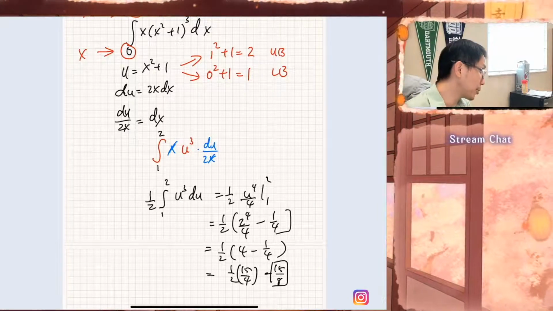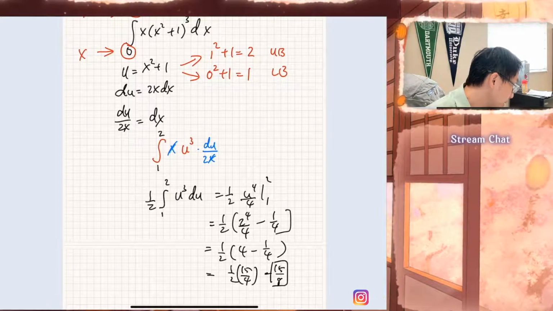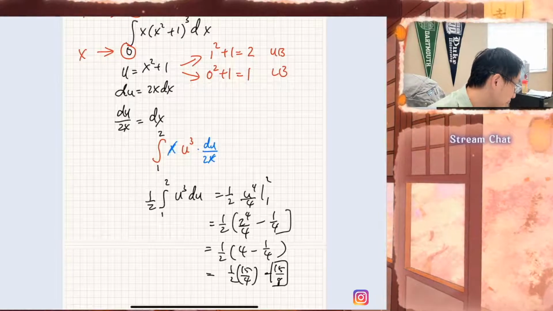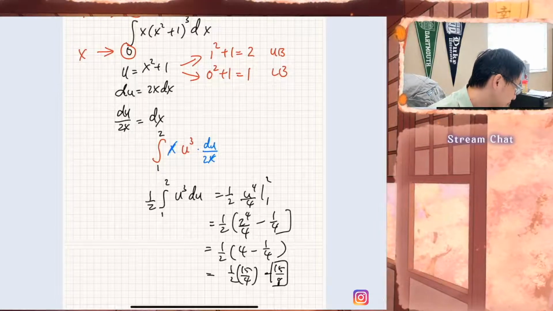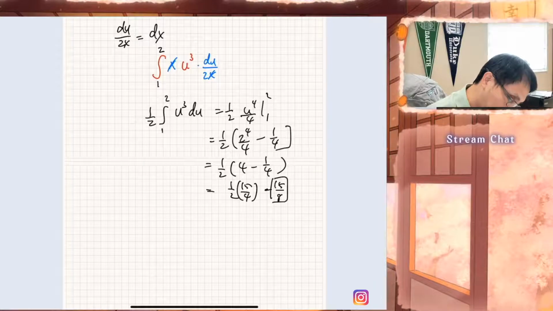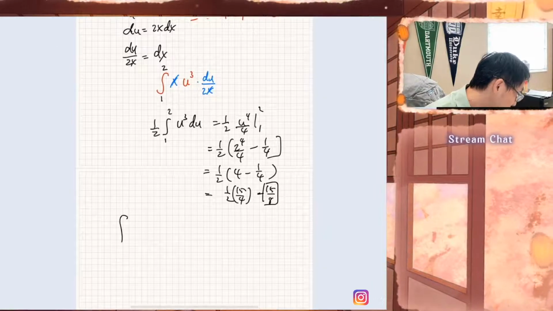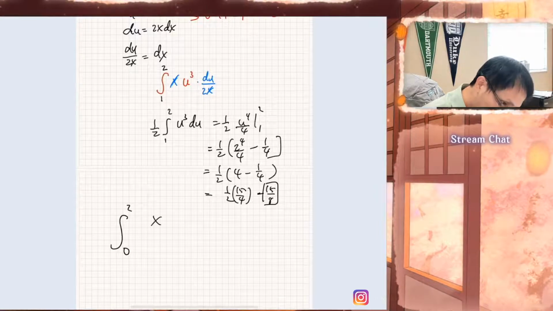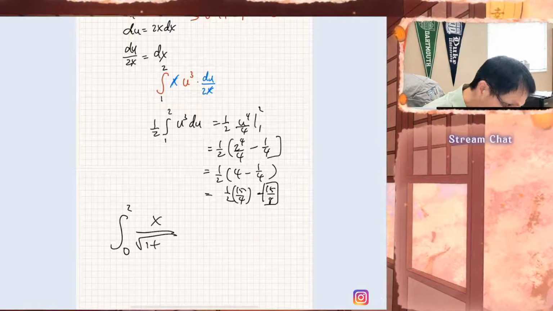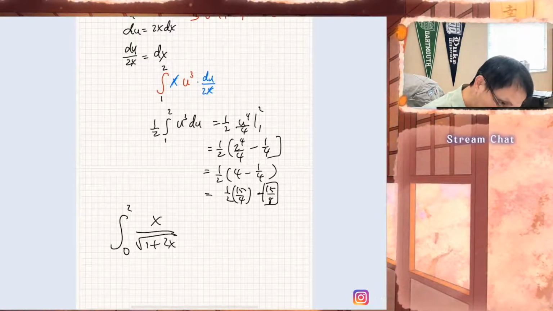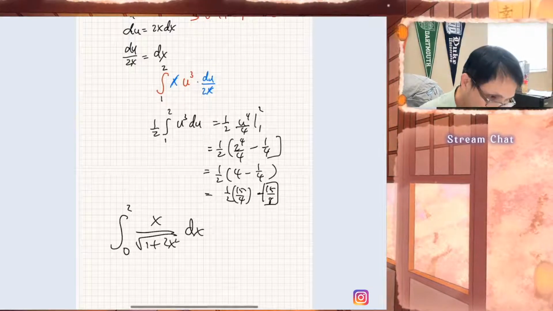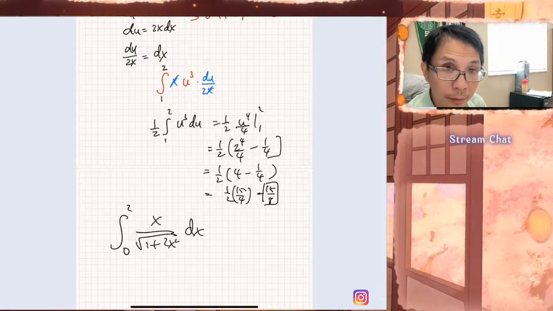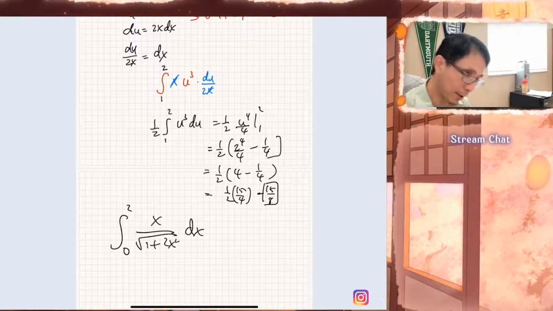So mainly I need you to be able to change your boundaries. Okay, so what I want you to do is this one: integral from 0 to 2 of x square root of 1 plus 2x squared dx. And I want to see if you know how to do this.